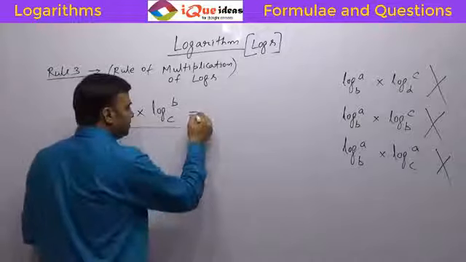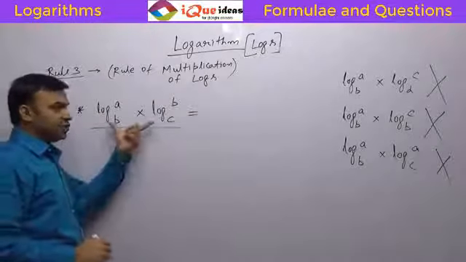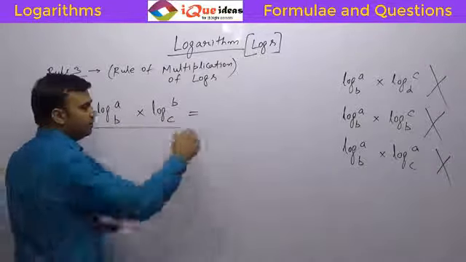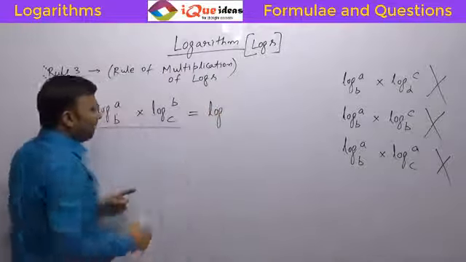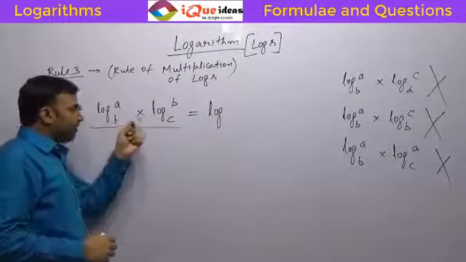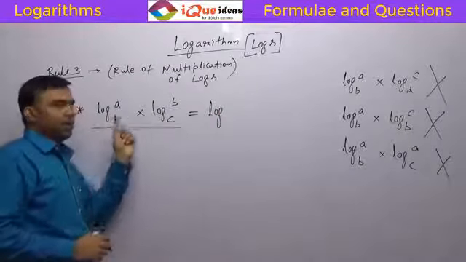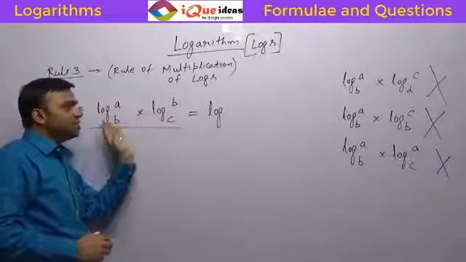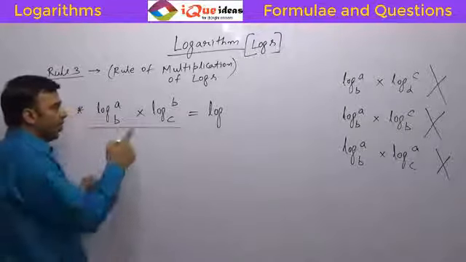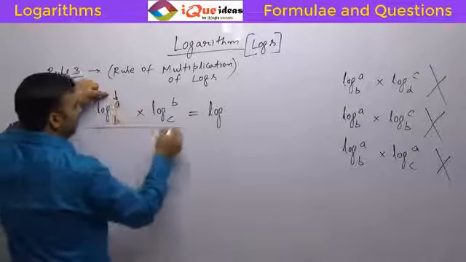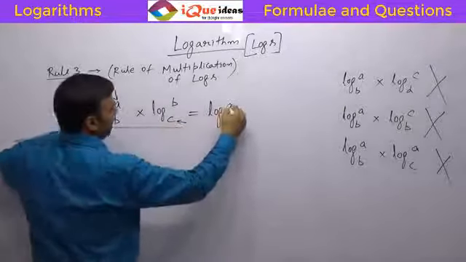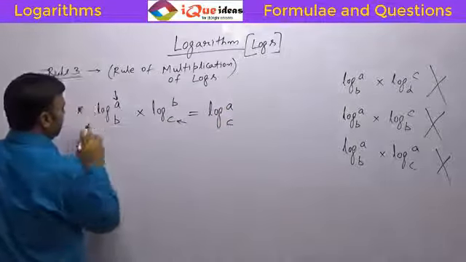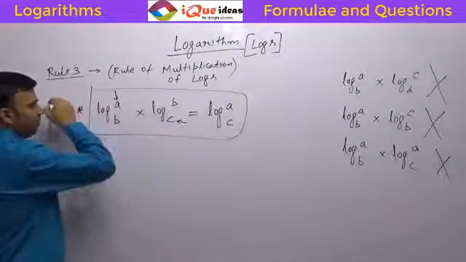And what is the outcome? The outcome is, if this is true, then the outcome is only one log, right? And in that one log, the numbers will be other than the common number. So b was common, so b gets eliminated, and the final answer will be log of this number to this base. So it is log of a to the base c. Please note it down very carefully. This is one very beautiful rule.